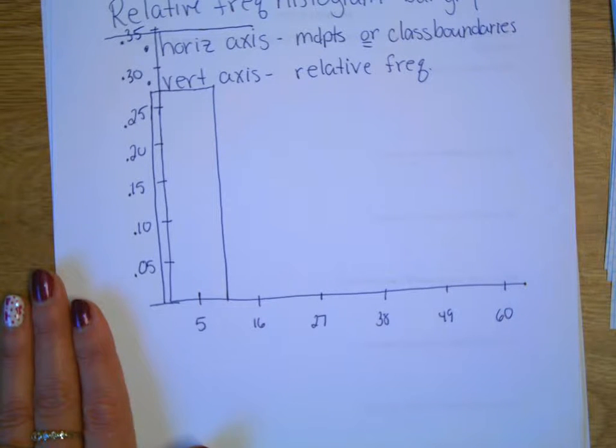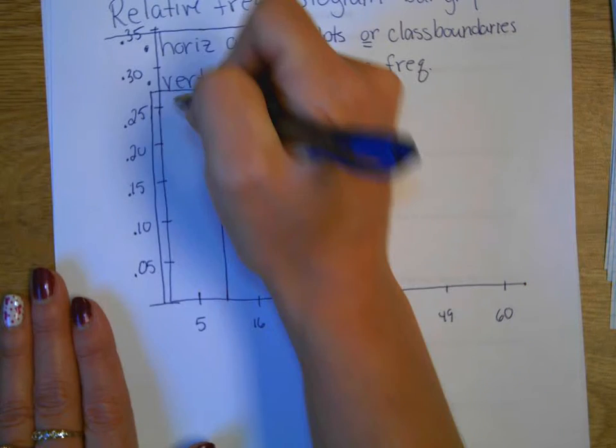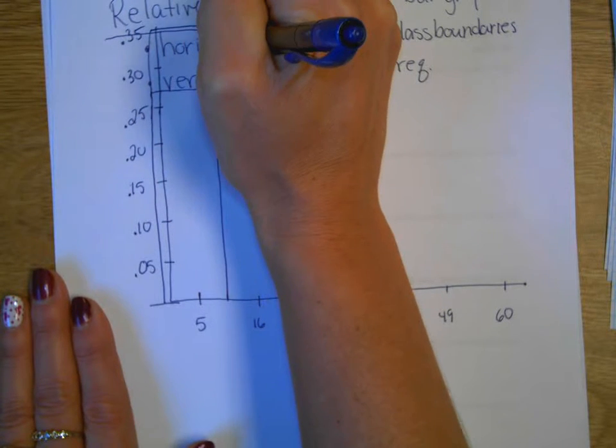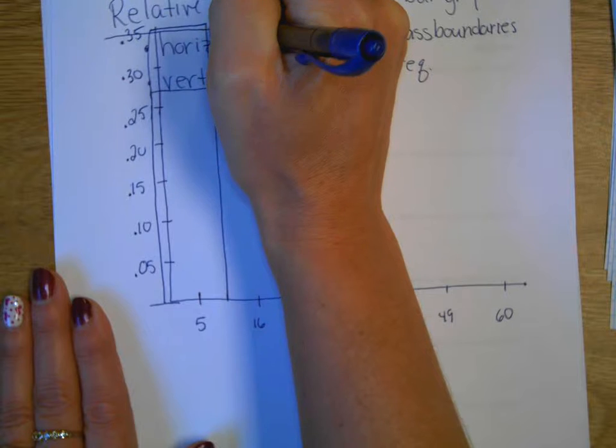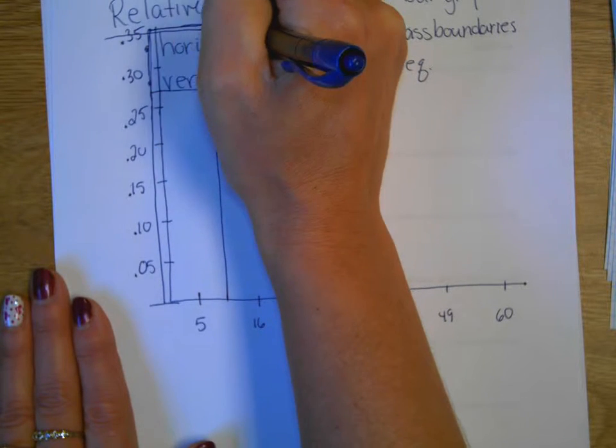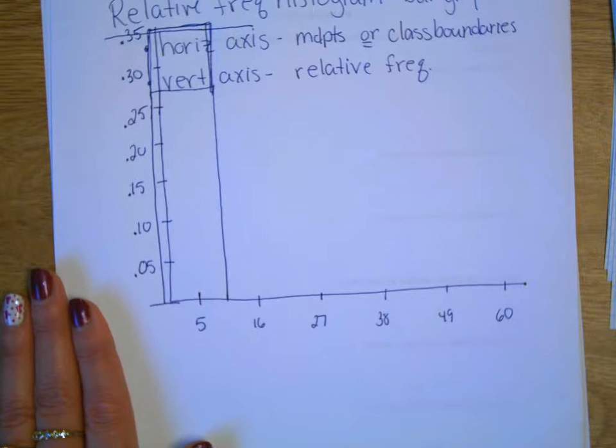Should we erase the bar? Nope, it's the same bar. I just got to make it go up to 35. So it's no different. That's the only thing I do, change my scale to be relative frequency instead of frequency.